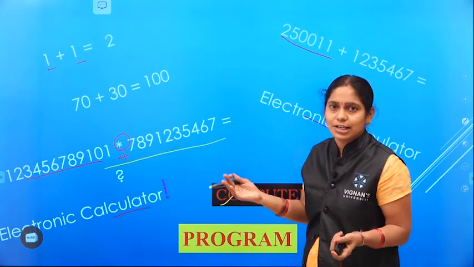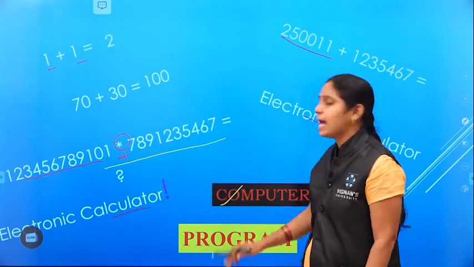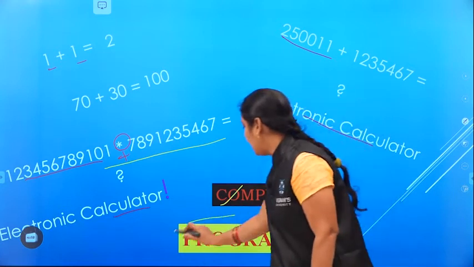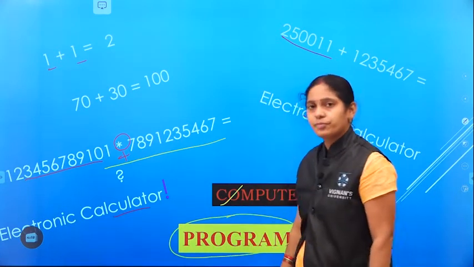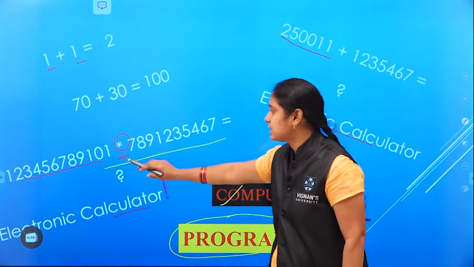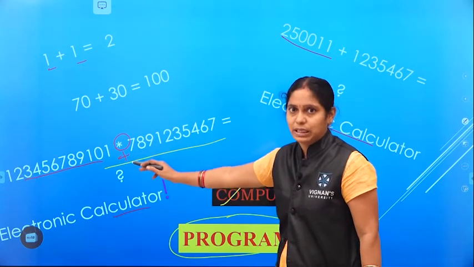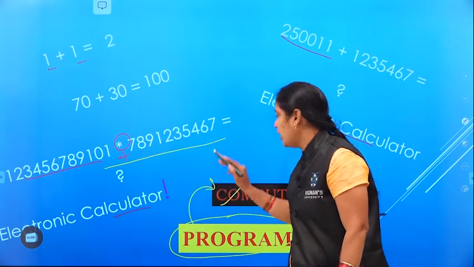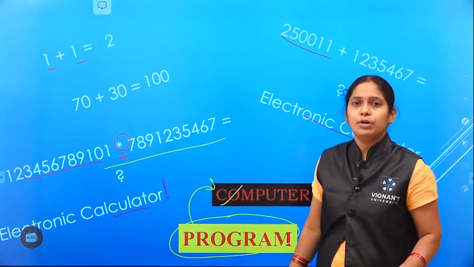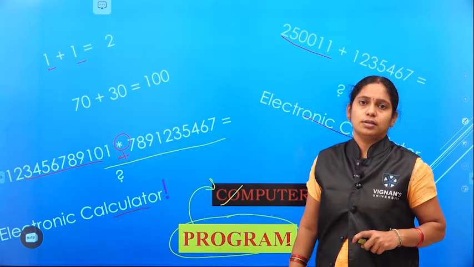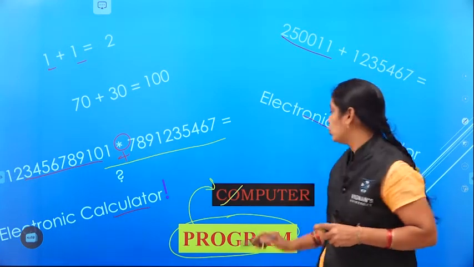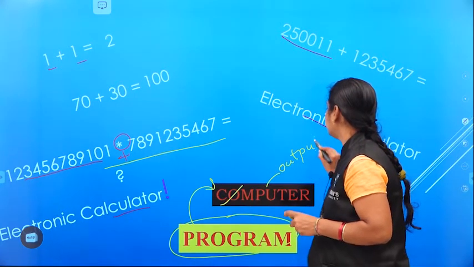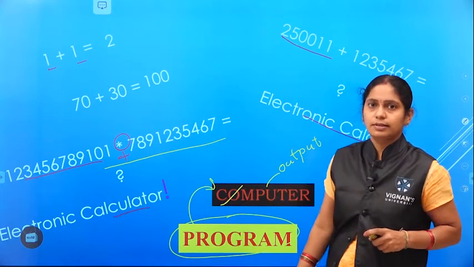Giving the instructions is nothing but a program. Okay. So, we will write a program to perform the multiplication of these two numbers, and that will be passed to a computer, and the computer will execute and operate it, and show the result to us. That result we call output. Clear?